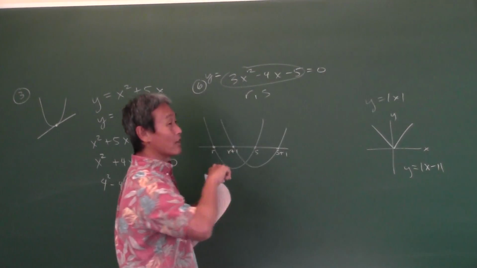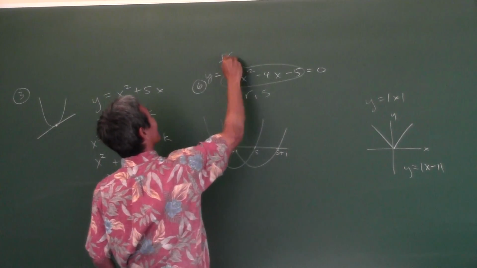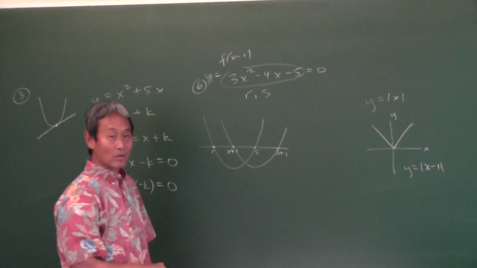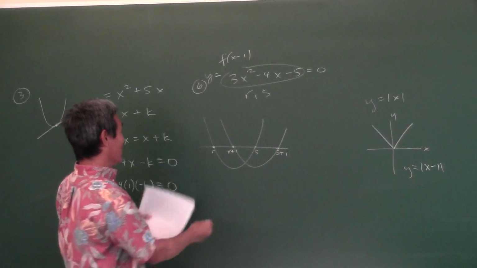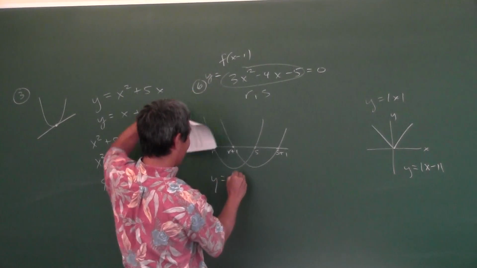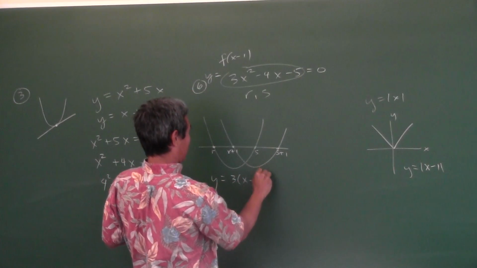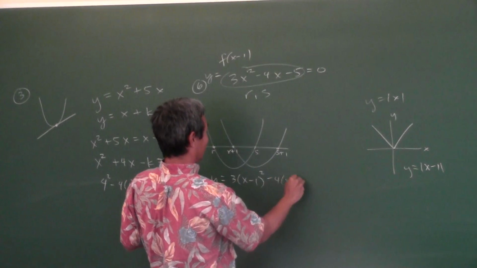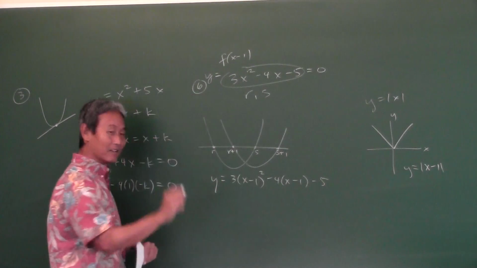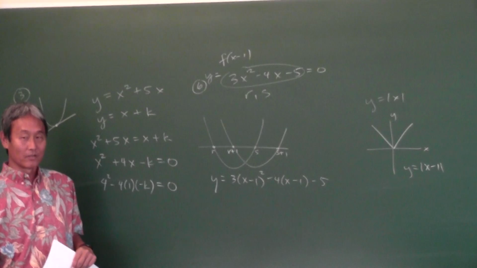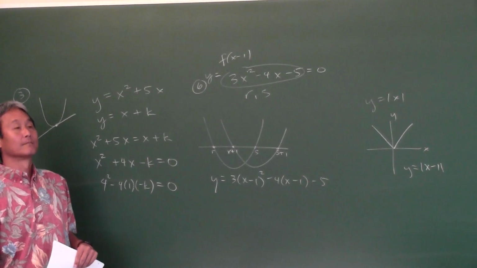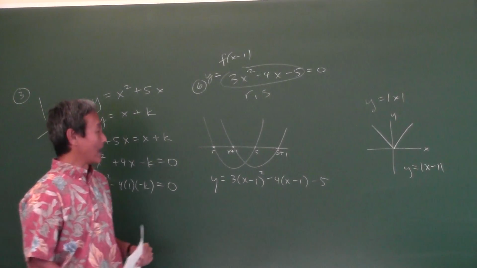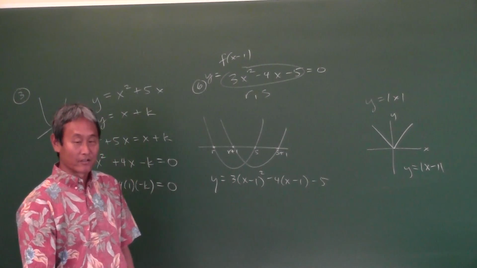So to shift any graph 1 to the right, all you have to do is do this, f of x minus 1. Substitute x minus 1 for x. So the answer for this problem is simply, all you do is plug in x minus 1 for x. Boom, that's the answer. Isn't that a lot faster than doing it the other way? And of course you got to simplify it, but I'm just showing you how to do it.